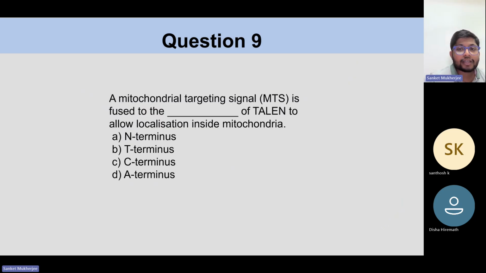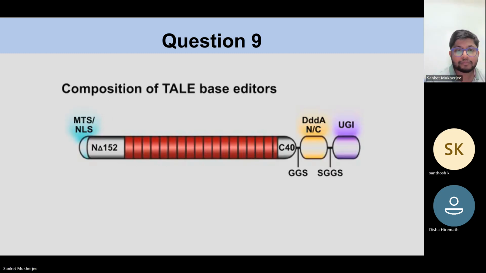A mitochondrial targeting signal, MTS, is fused with TALEN to allow localization inside the mitochondria. Which part of TALEN is it fused to? N terminus, T terminus, C, or A? Any answers? N term. You are right. So as we said, N to C, we have this orientation. So it is at the N terminus.